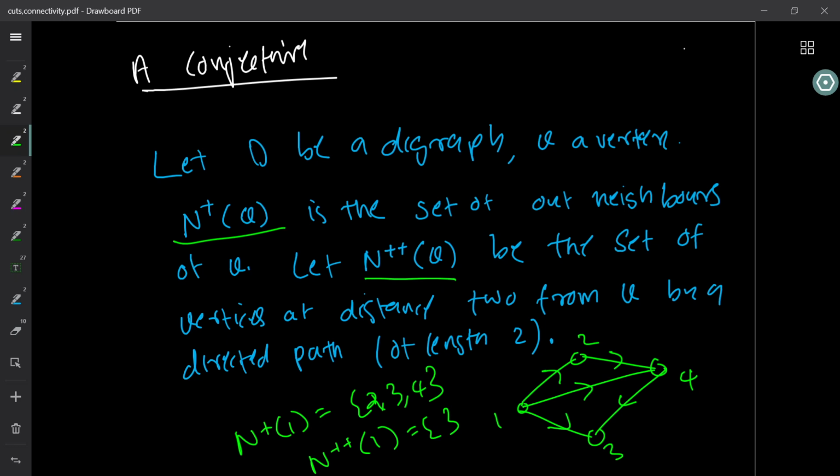But what about the N plus plus of 2, right? Well, 2 to 3, there is no arc, but 2 to 4 and 4 to 3, there is a 2-arc walk. So therefore, 3 is at distance 2. So this contains the vertex 3, and anything else? In fact, nothing else. So this is the singleton 3. So N plus plus is the set of vertices at distance 2 from V by a directed path of length 2, and N plus would be the set of out neighbors.